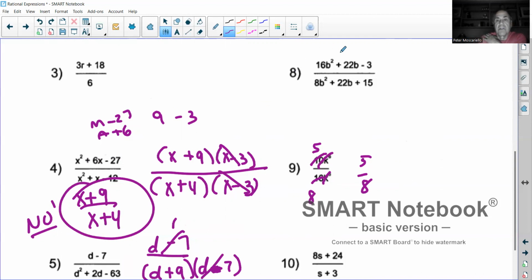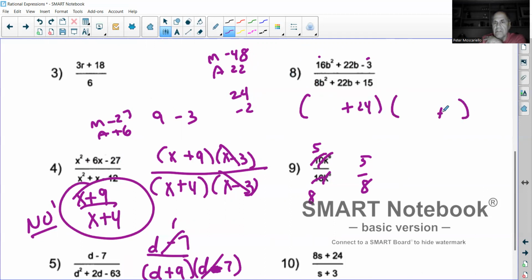Okay, so number 8, there's no GCF here. We multiply the negative 48, add to 22. Where did I get that negative 48? 16 times negative 3. Remember that? So what combo is that? How about 24 and negative 2? Multiplies to negative 48, adds to 22. So plus 24, plus, no, I'm sorry, minus 2.